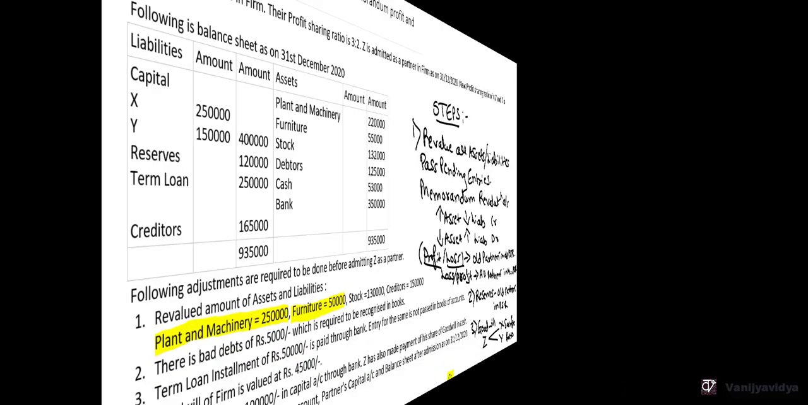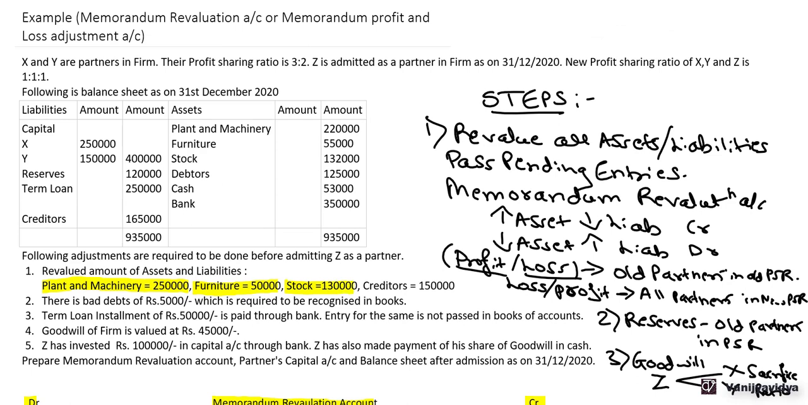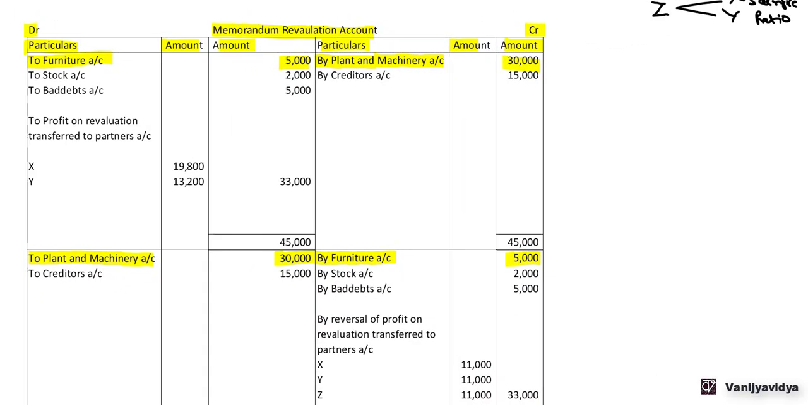Next, stock 1,30,000. Now the value of the stock was 1,32,000 in the balance sheet. There is a reduction in the stock. So the natural entry would have been your revaluation account debit to stock account. So in the memorandum revaluation account, on the debit side 2,000. Memorandum revaluation account on the debit side to stock account 2,000, by stock account 2,000.